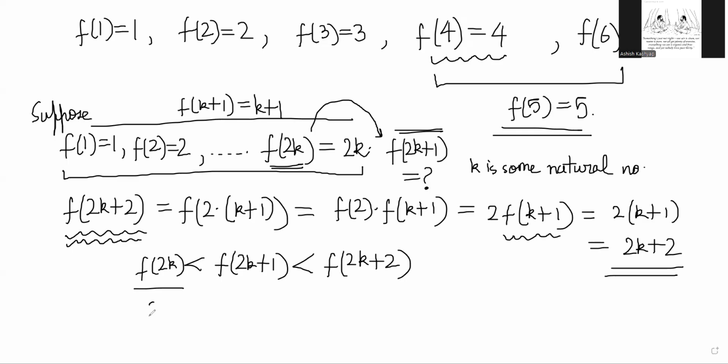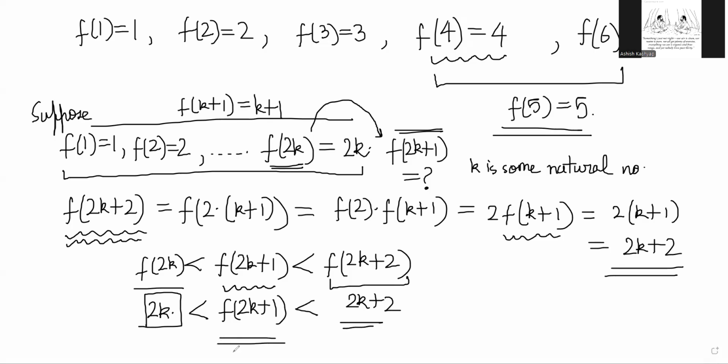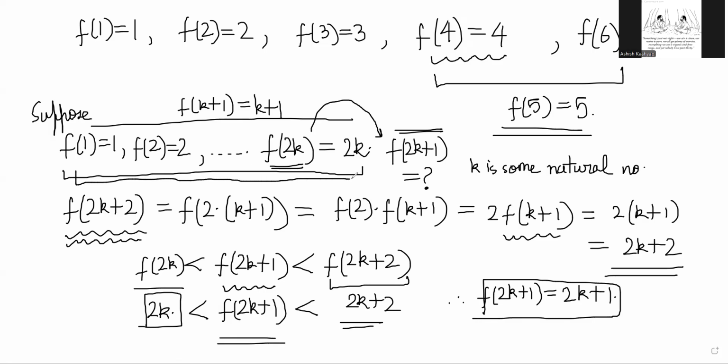And we already know this is 2k by the induction hypothesis, and we know just now that this is 2k plus 2. So which natural number lies between 2k and 2k plus 2? Obviously, the only natural number there is 2k plus 1. So therefore, f of 2k plus 1 must be equal to 2k plus 1. And that is our induction step. That tells us that from the strong induction assumption, we are able to go to the next higher step. We are able to get f of 2k plus 1, and therefore, our induction is complete.